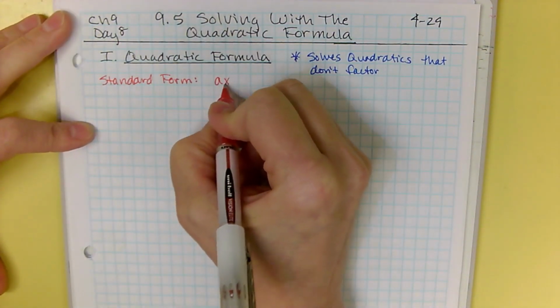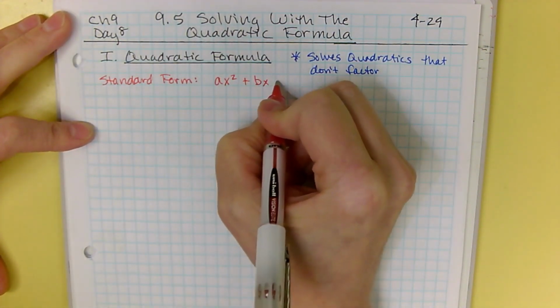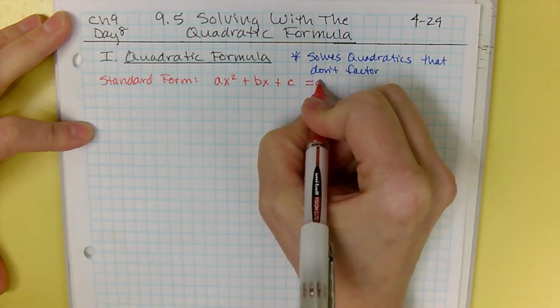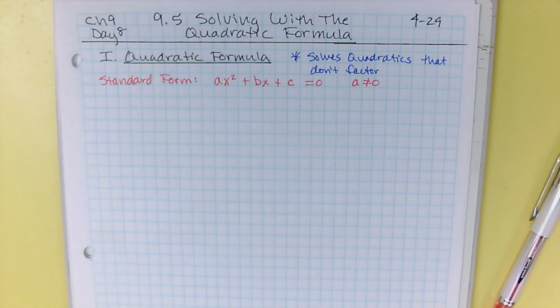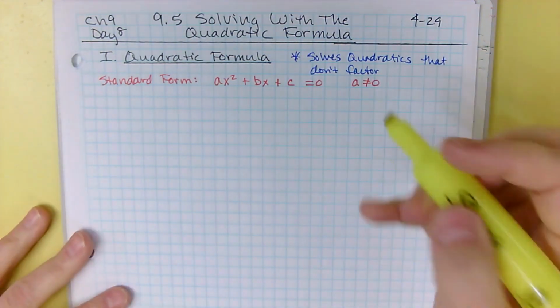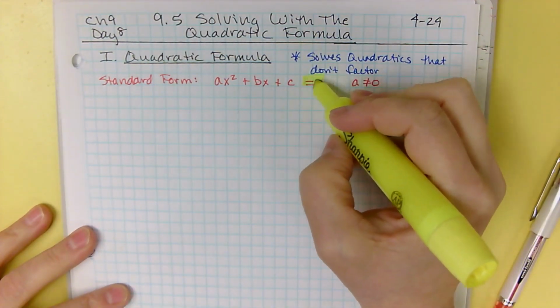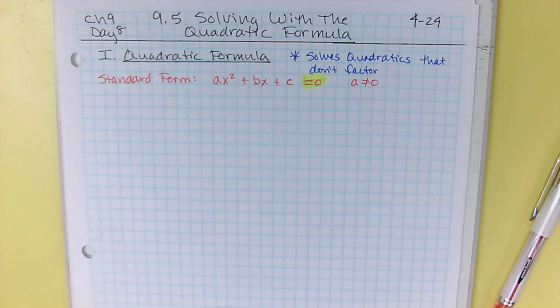Okay, so in order to use the quadratic formula, your quadratic needs to be in standard form, which would be ax squared plus bx plus c equals 0. And a, of course, can't be 0. Really important is that your quadratic is equal to 0. This is the same thing you had to do when we were factoring. You added or subtracted all the terms to one side, made it equal to 0, and then used the zero product property to solve those two factors. So this setup is the same. Get it equal to 0.